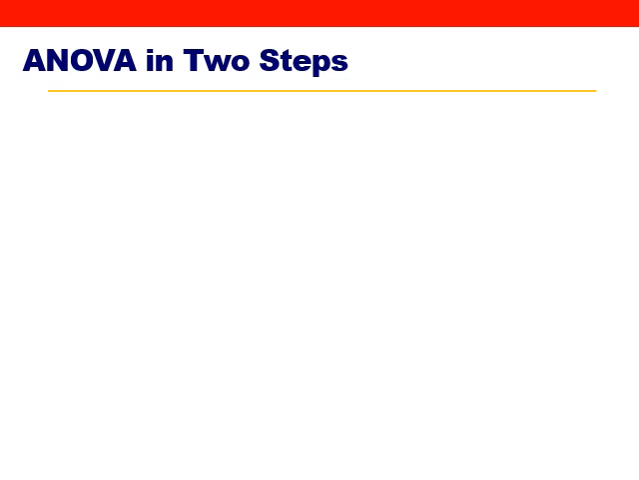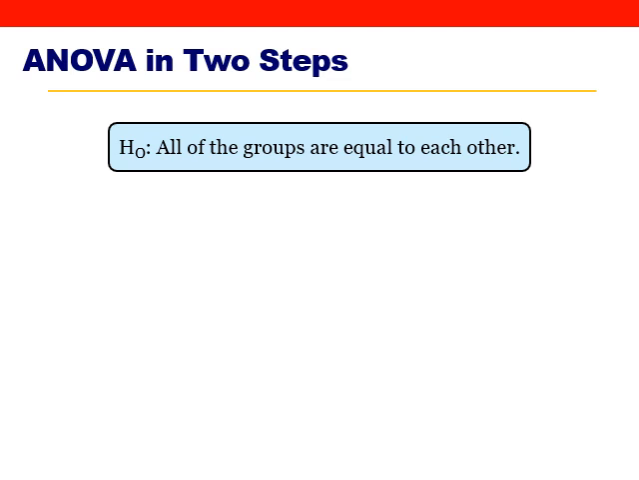Remember that we use this test when we have 3 or more separate groups of people. We calculate the mean for each of those groups, and we want to know if those groups are or are not different from each other. For this test, our null hypothesis is always going to say that none of the groups are different, or in other words, all of the groups are equal to each other.